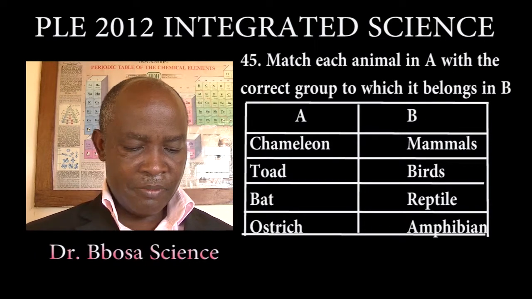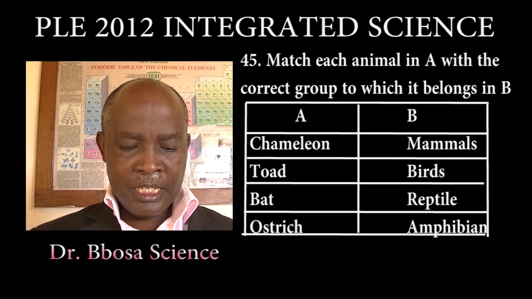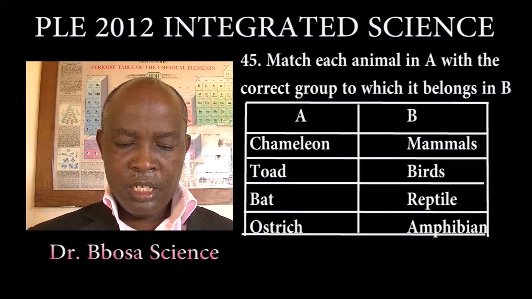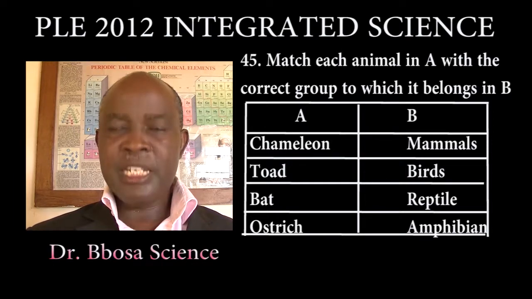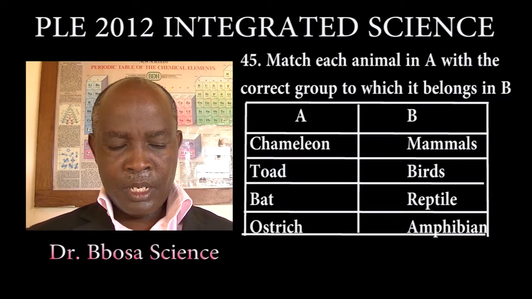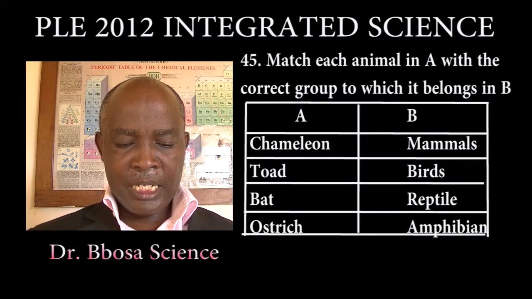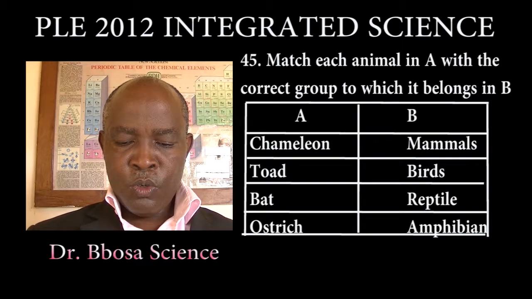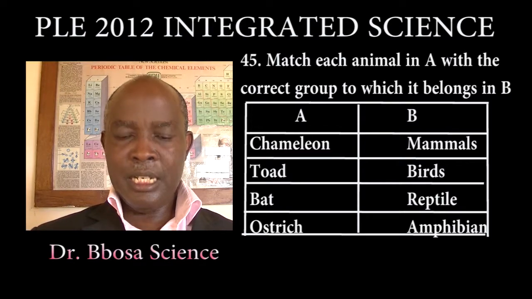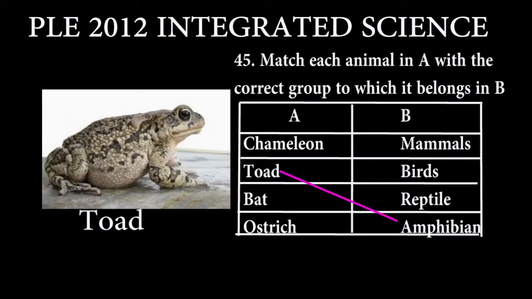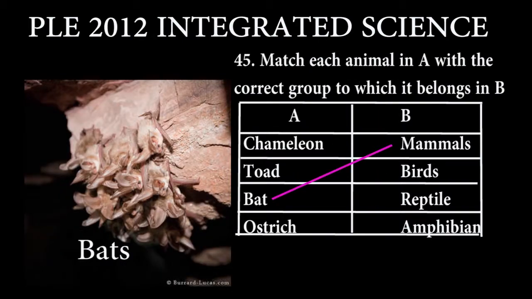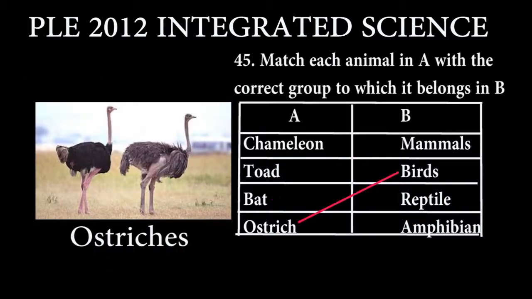Number 45. Match each animal in A with the correct group to which it belongs in B. Chameleon is a reptile. Toad is an amphibian. A bird is a mammal. Ostrich is a bird.